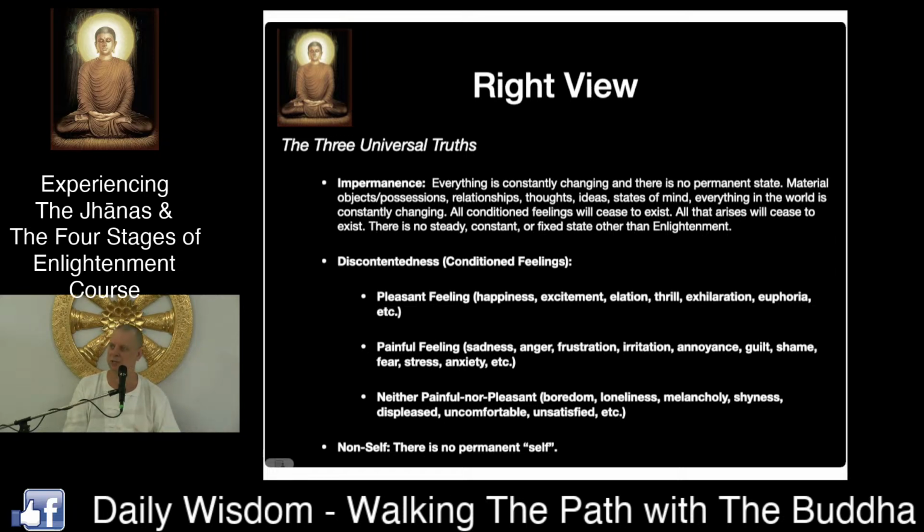So what this particular universal truth is explaining is that the unenlightened mind is going to experience these conditioned feelings. Essentially, the mind's going to be going up and down and up and down at different times throughout your day or throughout your week or throughout your month. And this is the problem that the Buddha discovered, this discontentedness that the mind experiences.